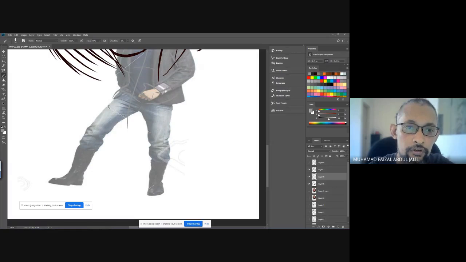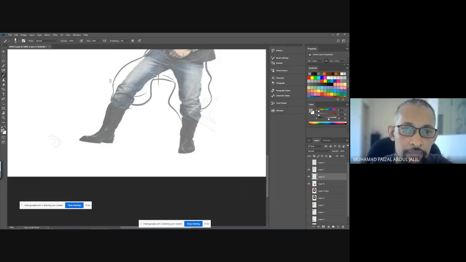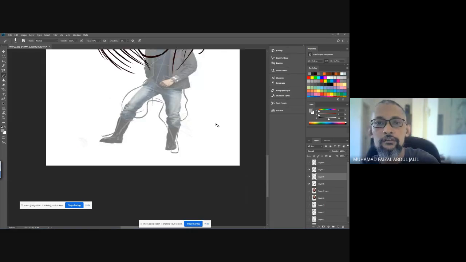Now, okay, she's wearing, maybe I'm going to have a very loose kind of baggy pants over here. Then she's actually wearing this kind of shoes, this kind of small shoes there.